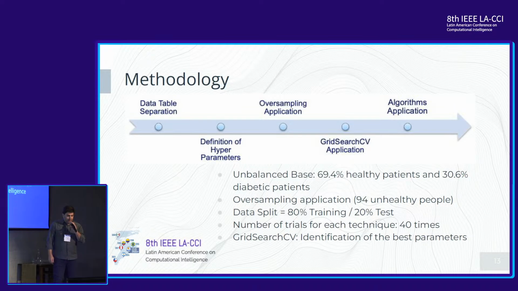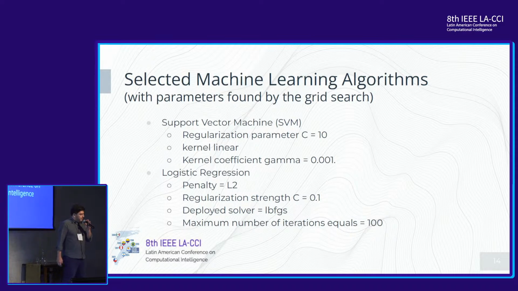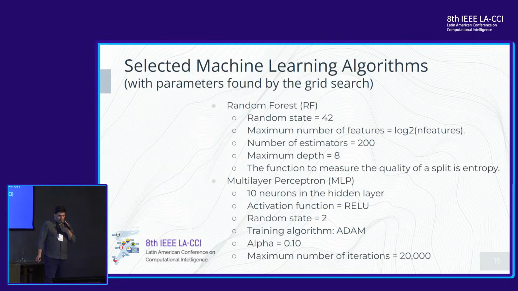Then we separated the data for training and test, and we performed 40 trials for each one of the configurations for each one of the machine learning models. We used very common procedures to find the hyperparameters for the algorithms. Here you can see the values that we achieved for the database that we're using. We tried the support vector machine, logistic regression, random forest, and multi-layer perceptron.